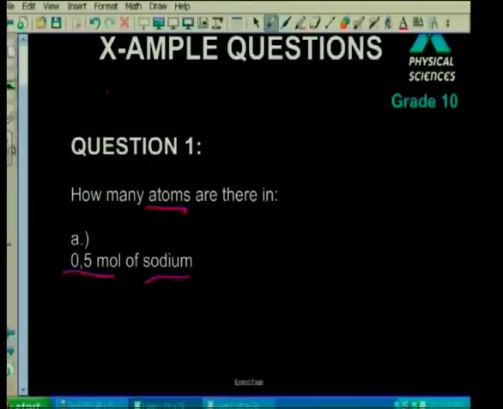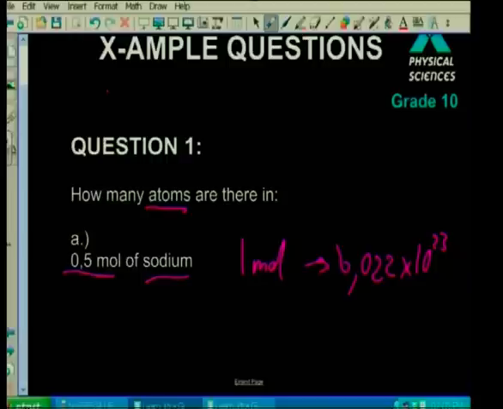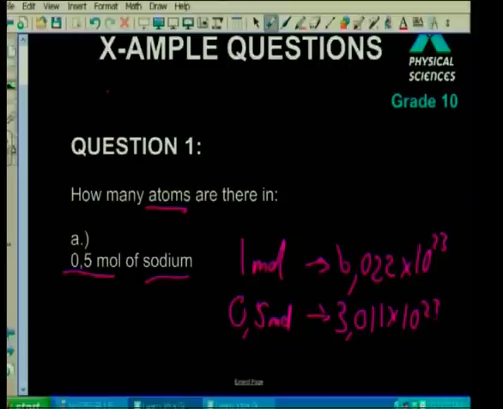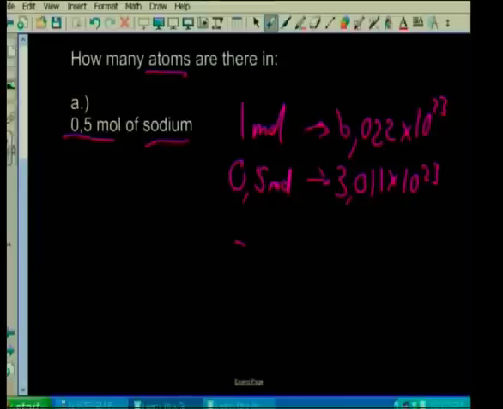0,5 moles. Now we know that 1 mole of anything is going to be 6,022 times 10 to the 23. So if we only have half a mole, 0,5 mole, then it's going to be half times that number. That's going to be 3,011 times 10 to the 23. Now, we need to make sure that we say that is atoms of sodium.